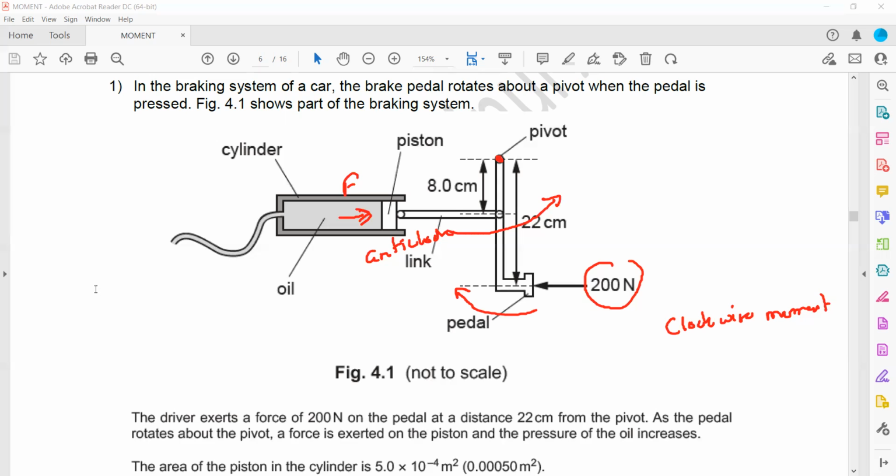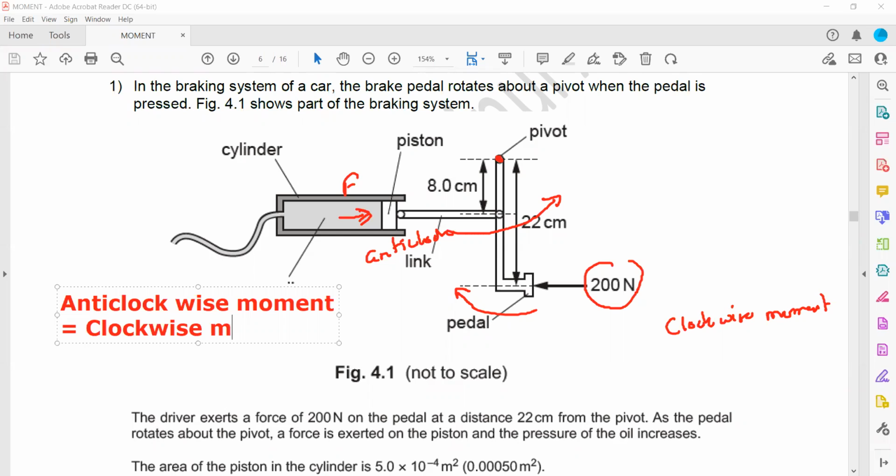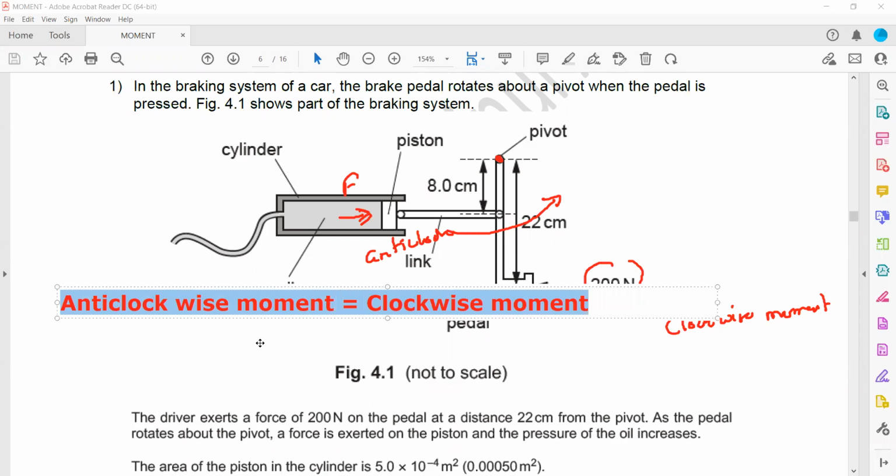equal. So the formula, when object is in equilibrium, we always solve by using this method, that the total clockwise moment is equal to the anti-clockwise moment. So this is always the case whenever object is in equilibrium or object is balanced. So the clockwise and anti-clockwise moment will be balanced.